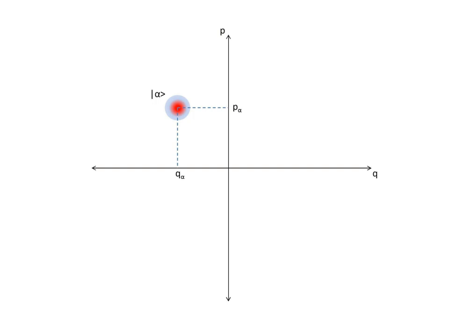Topic: operators on phase space. It is possible to define operators to move the coherent states around the phase space. These can produce new coherent states and allow us to move around phase space.